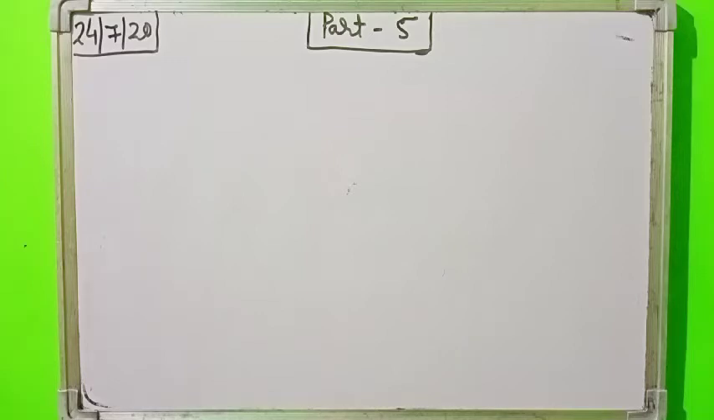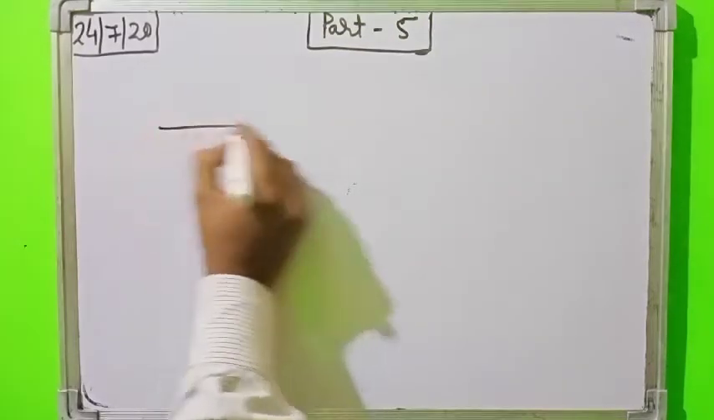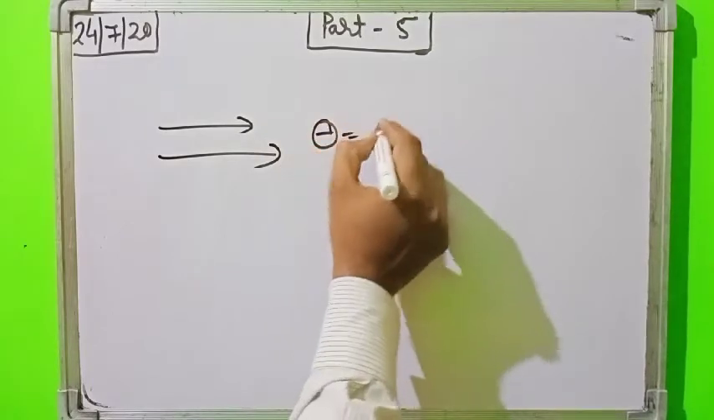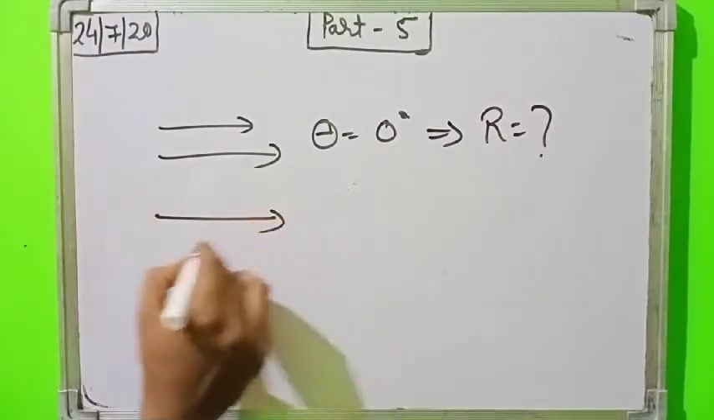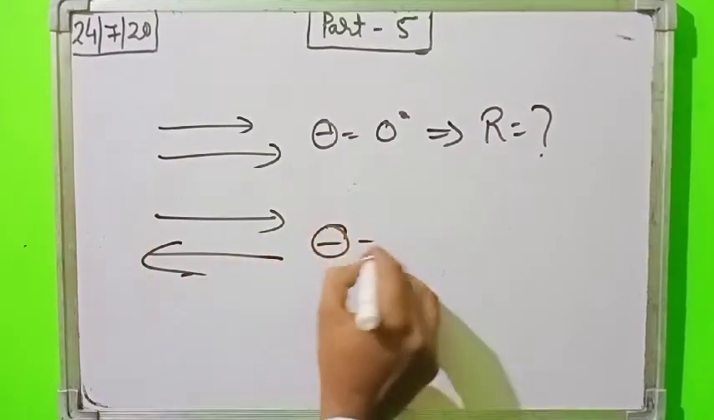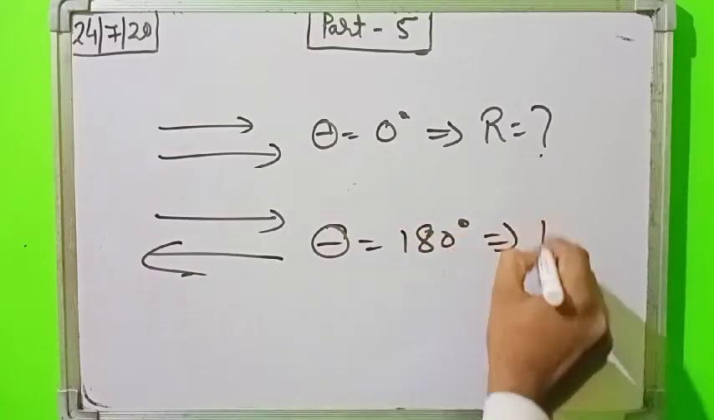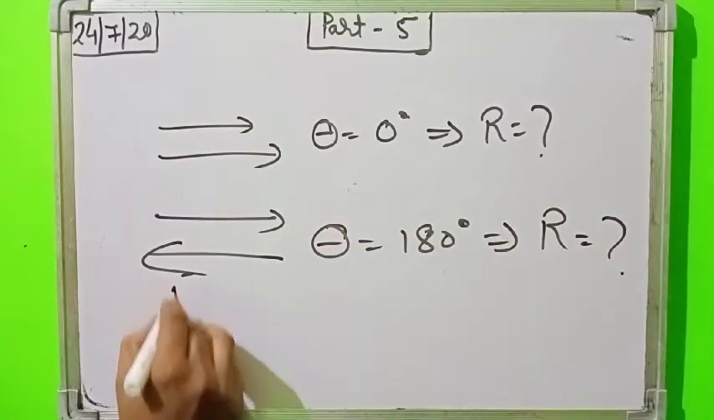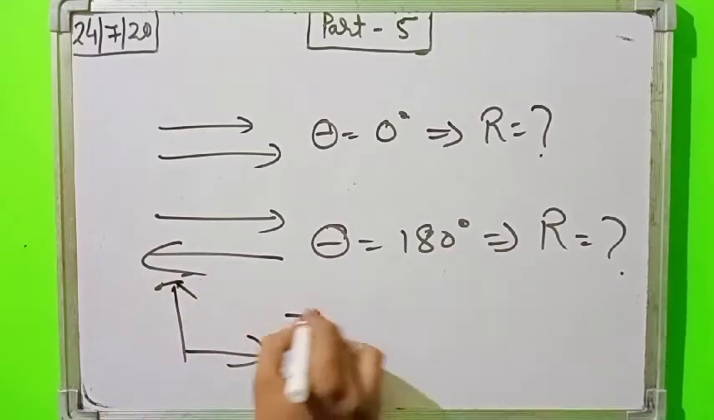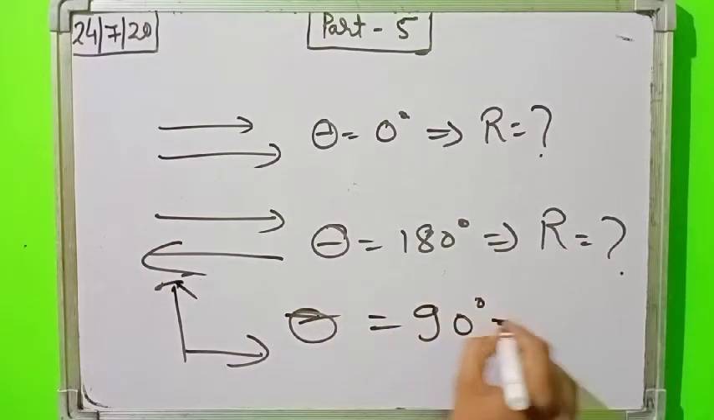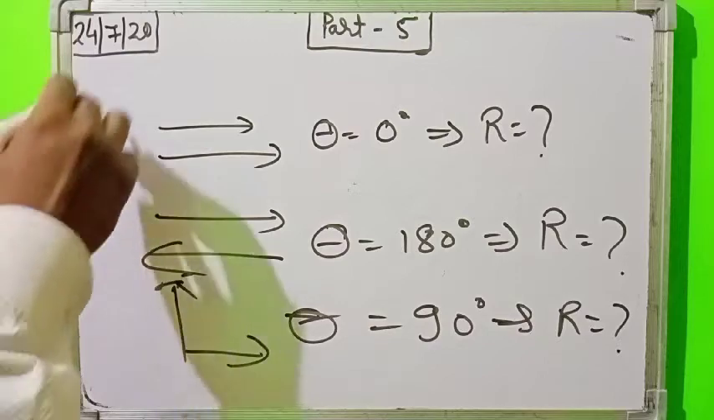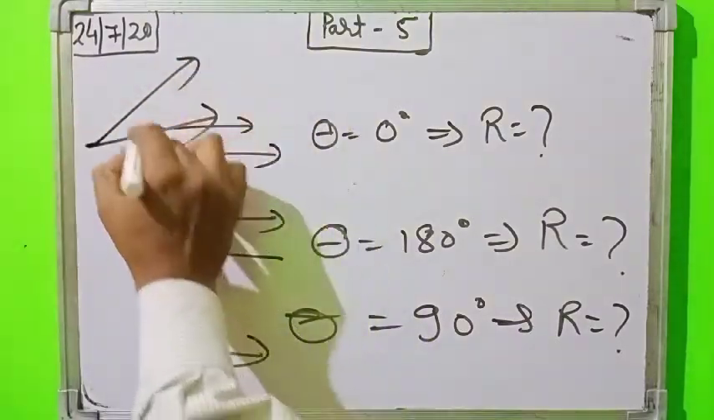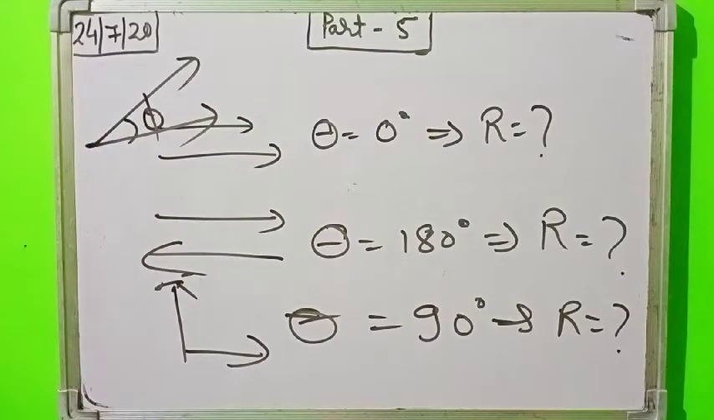After that, we took the cases. When two vectors are parallel to each other, that is theta equal to 0 degree, what will be the value of the resultant? When two vectors are anti-parallel, theta equal to 180 degree, what is the value of the resultant? And when the vectors are perpendicular to each other, theta equal to 90 degree, what is the magnitude of the resultant? Then we found the angle of the resultant vector with the horizontal vector.